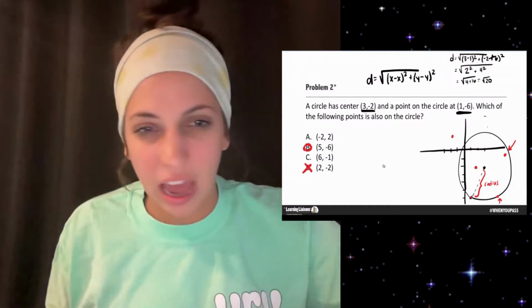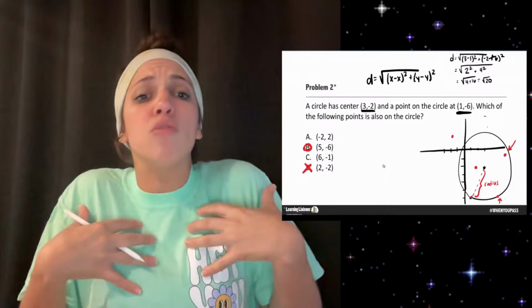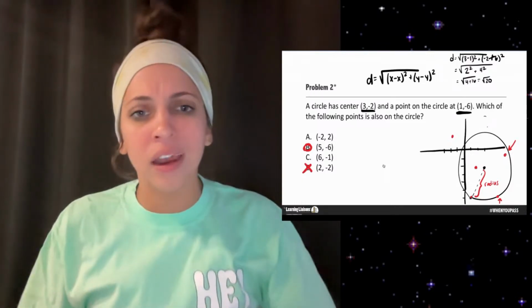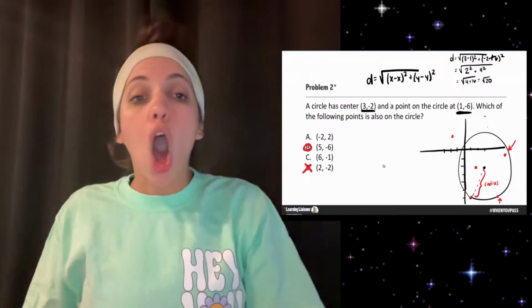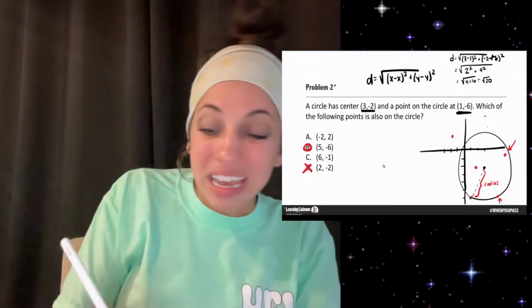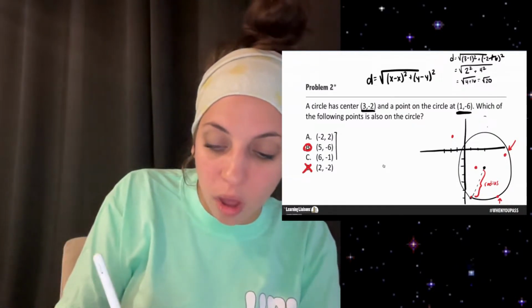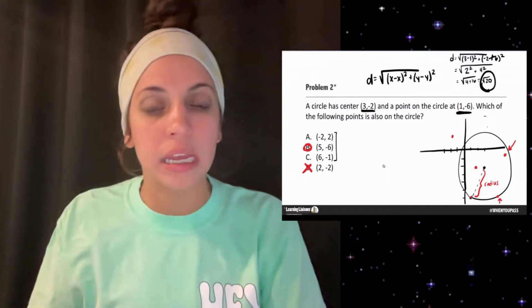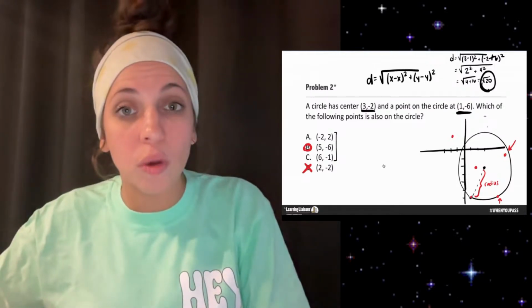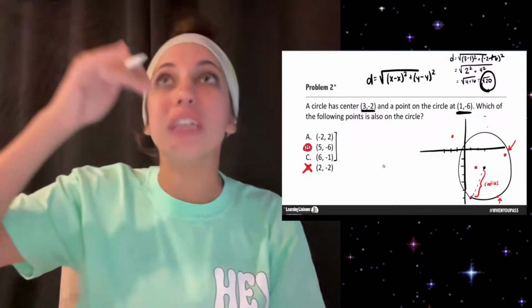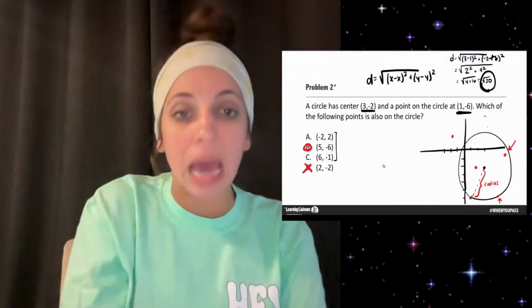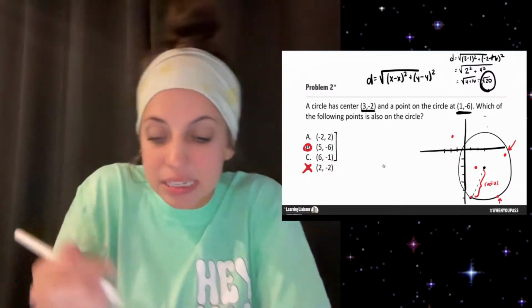Don't start freaking out on me now. Don't start going, oh no, I don't like square roots that are by themselves when I don't have a calculator. You don't need a calculator. All I'm about to do is the distance formula with one of these points and see if it equals the square root of 20. If it equals the square root of 20, it's a radius. If it doesn't equal the square root of 20, it's not a radius, so it's not on the circle. That's how you're going to test it.